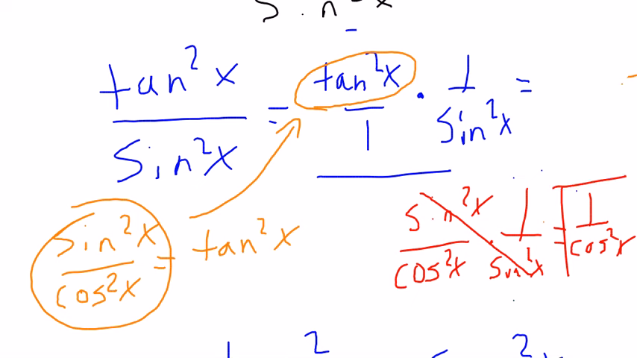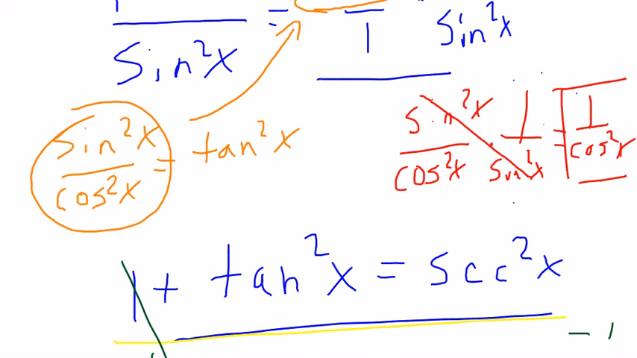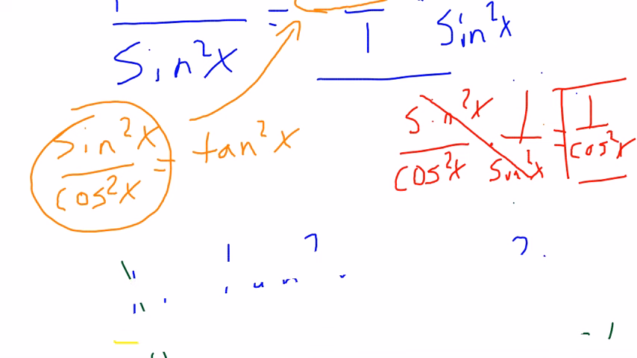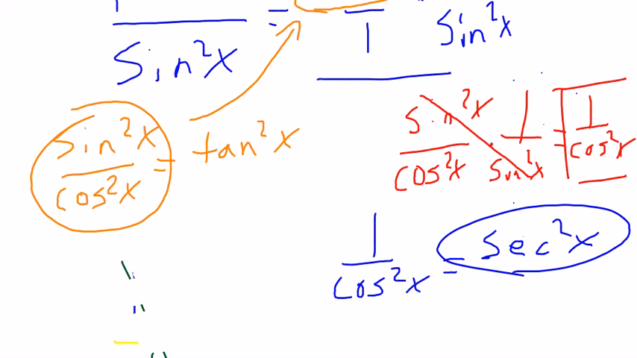Well, 1 over cosine squared isn't an answer. Alright, but its reciprocal is. The reciprocal of cosine is secant. So 1 over cosine squared equals secant squared, which is an answer. It's answer E.